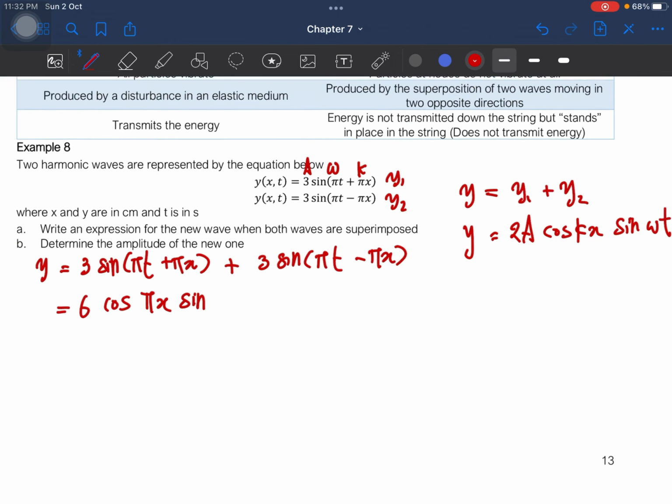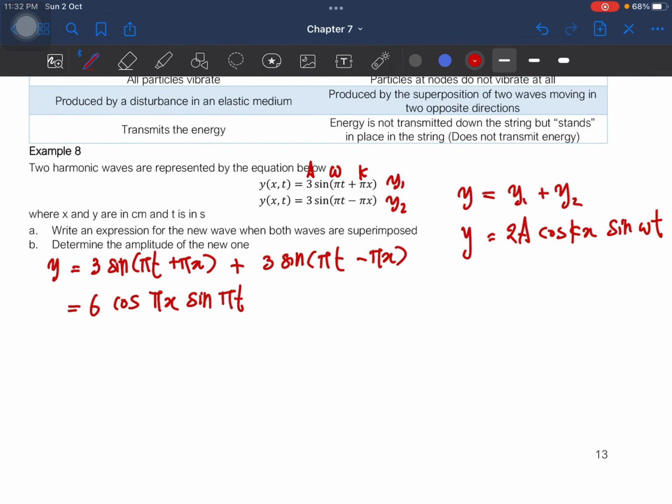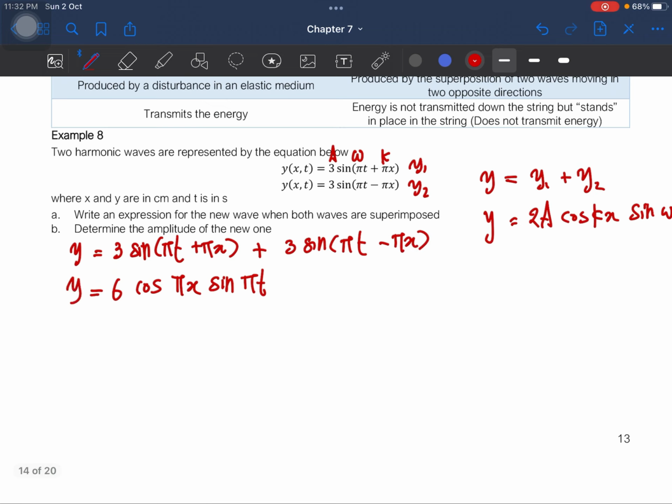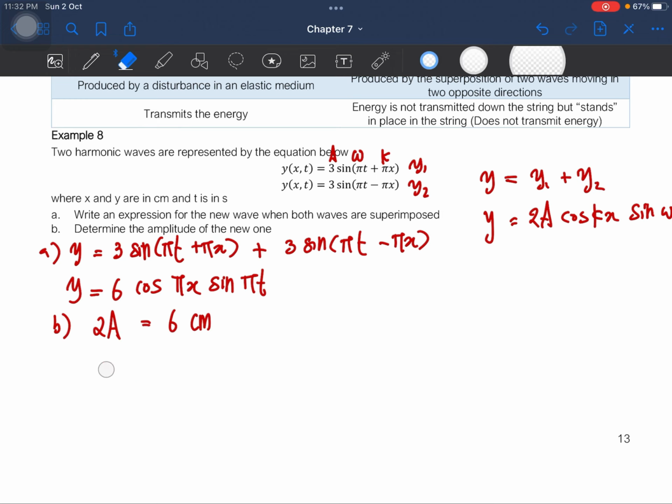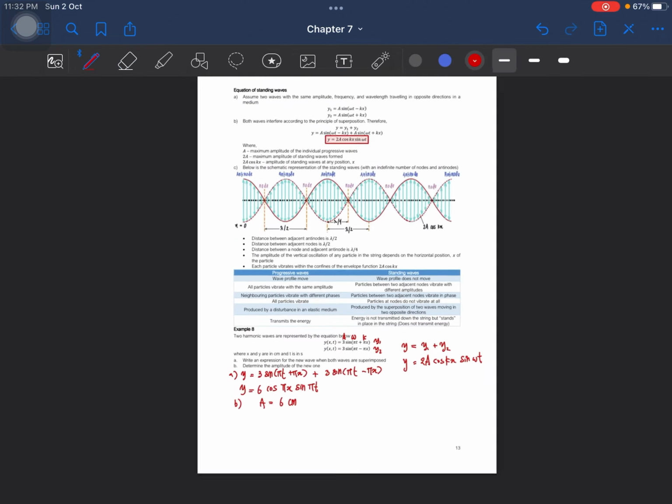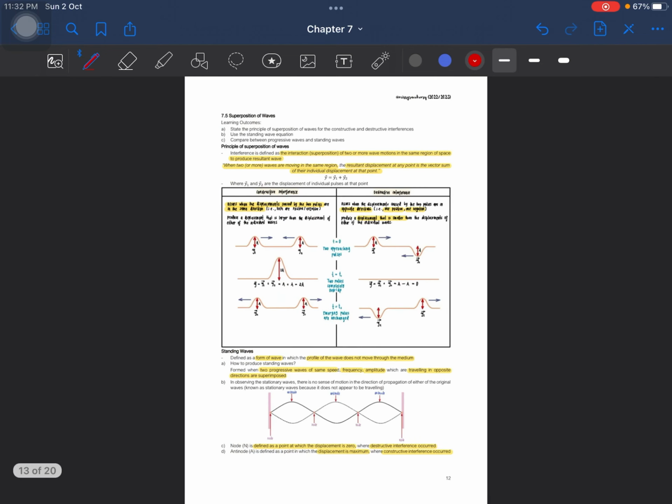So cos kx sin omega t, where omega is pi, gives pi t. We get the expression for the new wave. And then we have to determine the new amplitude of the new one. That is just 2 times the amplitude. So write it clearly there: amplitude is 6 cm. That is how you do it. Okay? Alright, so that is subtopic number 5.